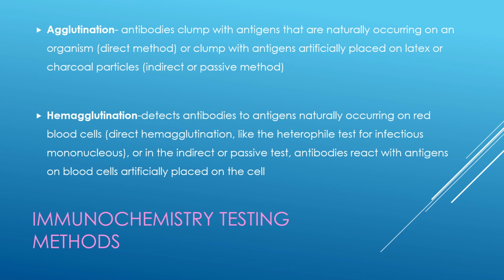Hemagglutination detects antibodies to antigens naturally occurring on red blood cells. That's called direct hemagglutination, like the heterophile test for infectious mononucleosis, or an indirect or passive test where antibodies react with antigens on blood cells that have been artificially placed on the cell. You'll notice that agglutination has to do with a particulate in nature, and hemagglutination has to do with an antigen that's cellular in nature. Okay, so we have direct agglutination, indirect agglutination, direct hemagglutination, and indirect hemagglutination.